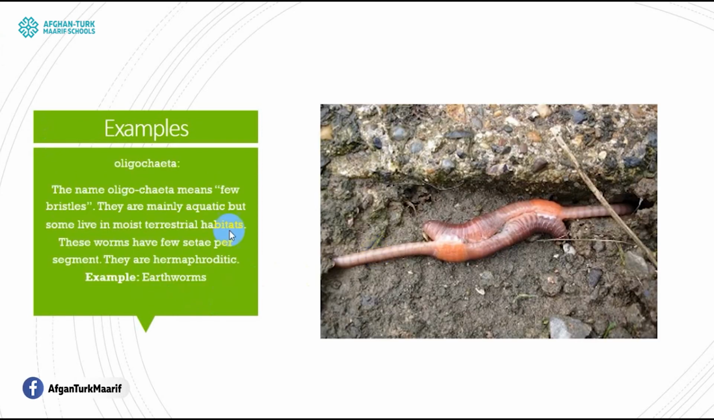The second one is Oligochaeta. Oligo means few bristles, so they got few bristles and they can live in moist places, and they are terrestrial animals, and earthworm is a good example for them.